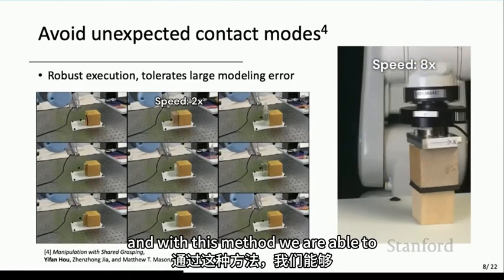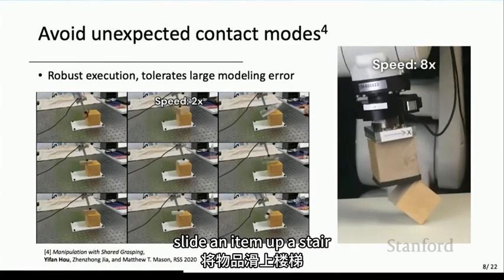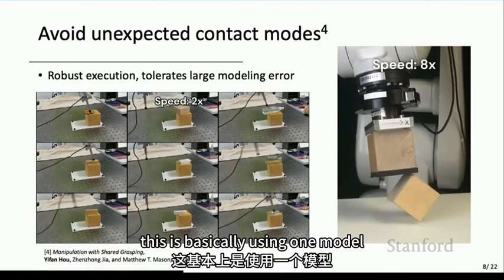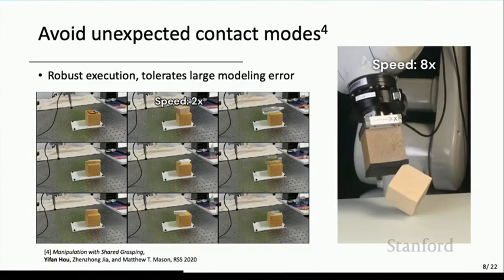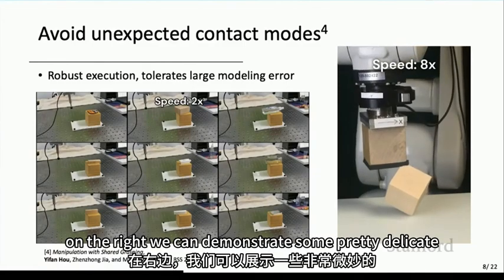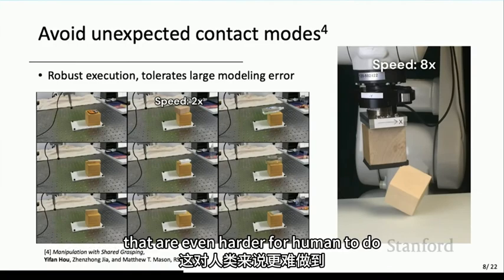And with this method, we are able to solve some pretty interesting tasks. Like on the left, we can slide an item up a stair. This is basically using one model that works for 9 different objects. On the right, we can demonstrate some pretty delicate multi-contact manipulation skills that are even harder for humans to do.